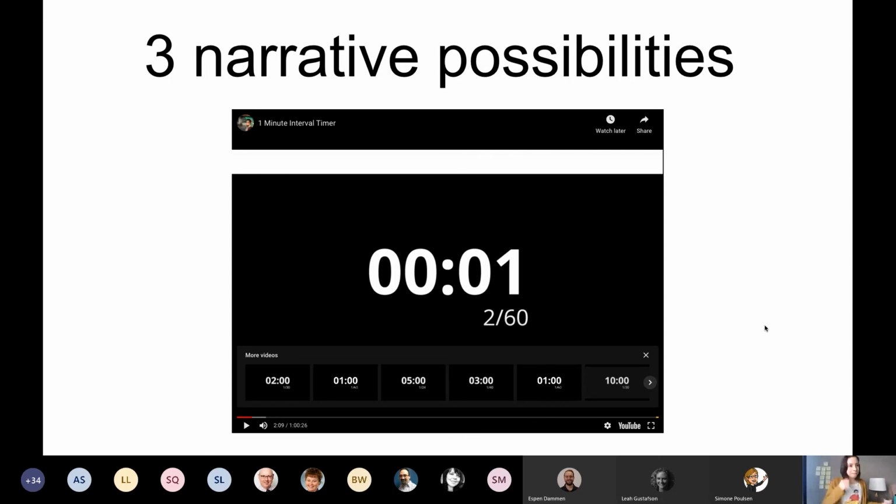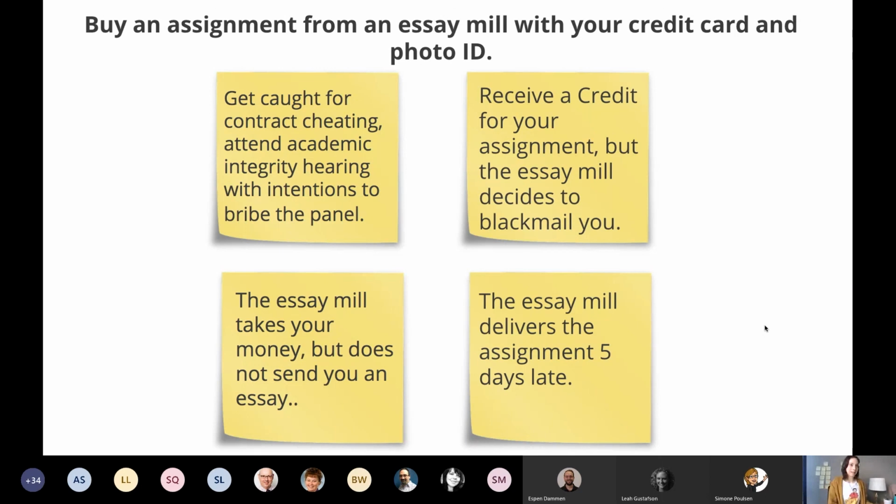So for Lee, where are things going? He's decided to buy an essay from an essay mill. Here are a couple of pre-baked narrative possibilities. He could buy the essay. He could get caught for contract cheating and have to attend an integrity meeting. He could receive a credit for the assignment, but the essay mill decides to blackmail him. The essay mill could deliver the assignment 5 days too late, so he's not able to submit it, or the essay mill could take his money but not send an essay. These are all very realistic narrative possibilities, and they've happened to students, unfortunately.